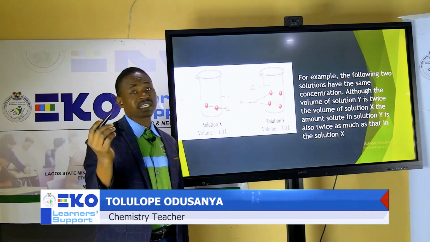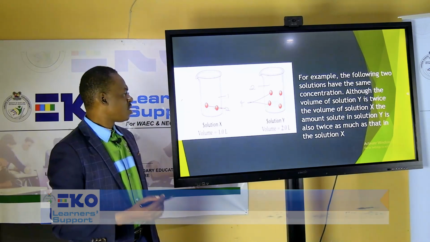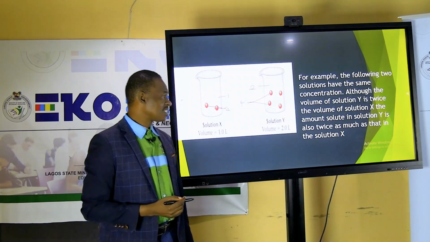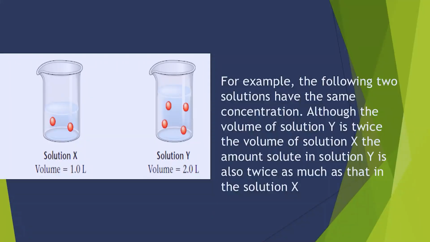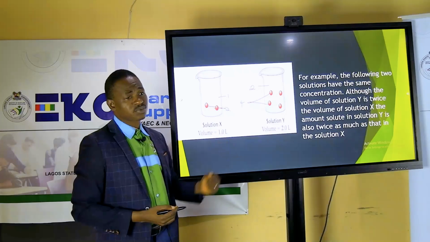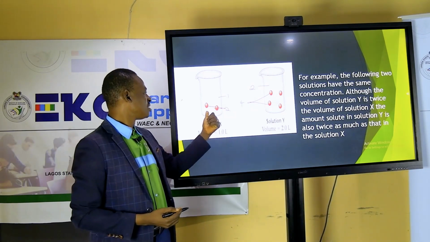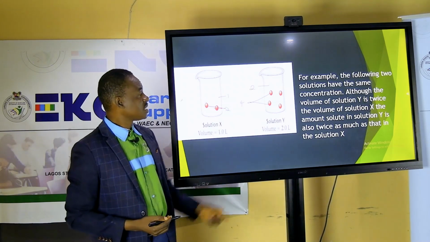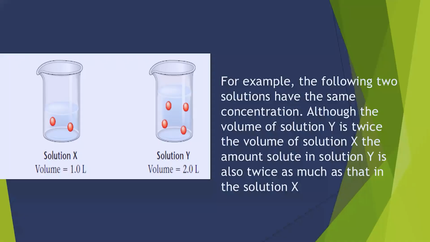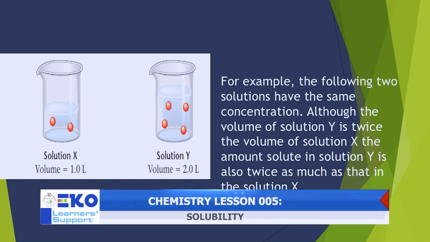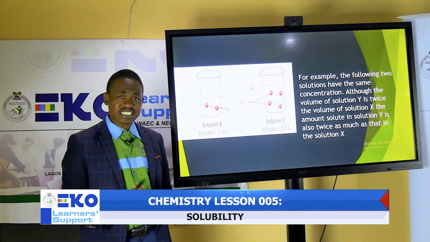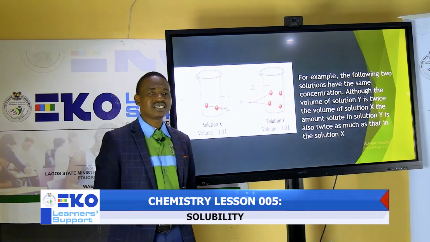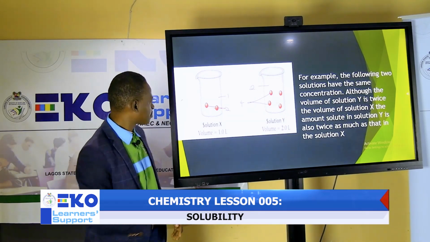What's the implication? The implication is Y also is twice as much as that in the solution X. So the solute here is 4. The solute here is 2. The solvent here is 2, while the solvent here is 1. Just like you doubled the solution. So in this case, the concentration still remains the same.